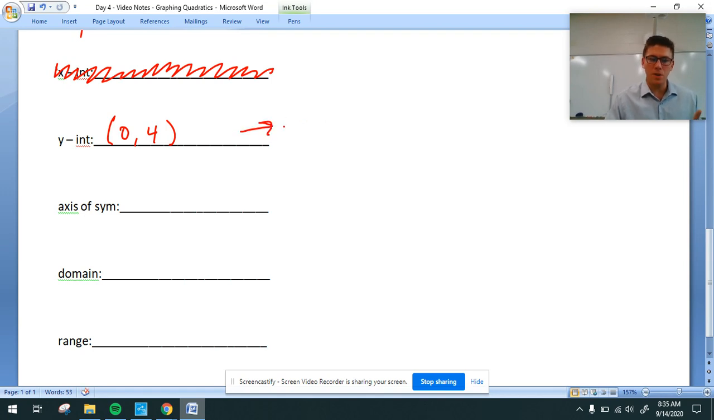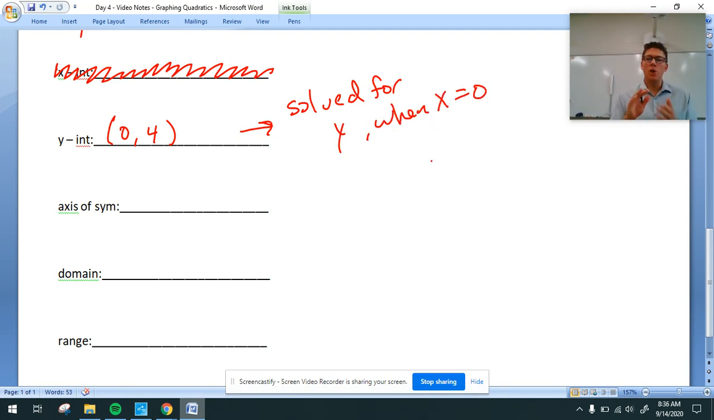Now, what we could have also done is solve for y when x is 0. You can always plug in 0 to the equation and you will always get back the y-intercept. Plug in 0 for x, you will get back the y-intercept because notice the coordinate: the x value is 0. So shouldn't it make sense that if I plug in 0, it gives me back the y-intercept every time? Yes, exactly.